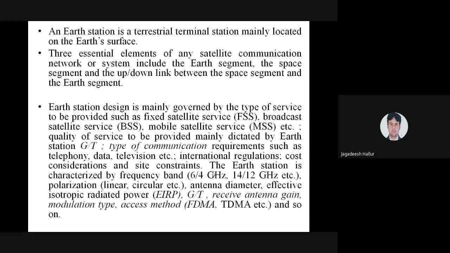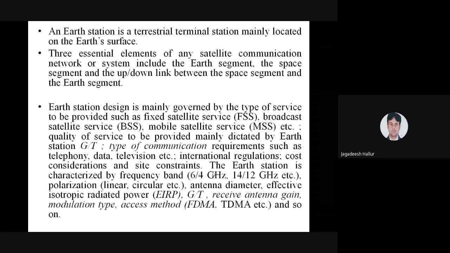Next, the up or down link between the space segment and the Earth segment. So this is very important. We are using two links. One is uplink, one is downlink. Uplink is from Earth station to satellite, and downlink is from satellite to Earth station. So these two links are related with Earth station to the satellite and from satellite to the Earth station. This is the concept of Earth station.